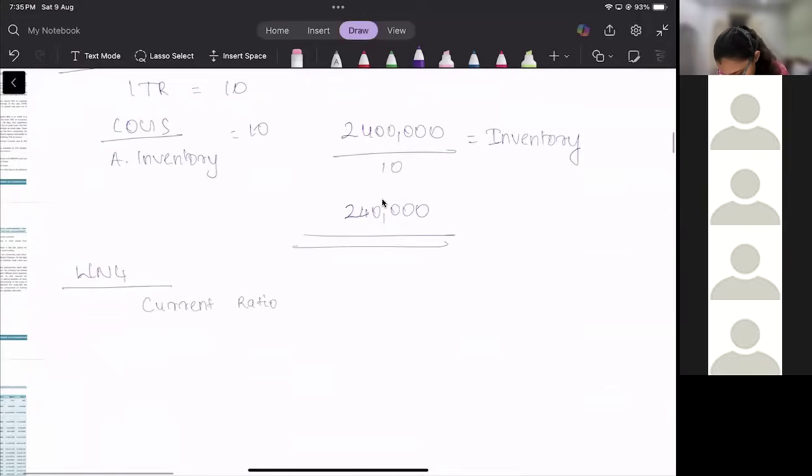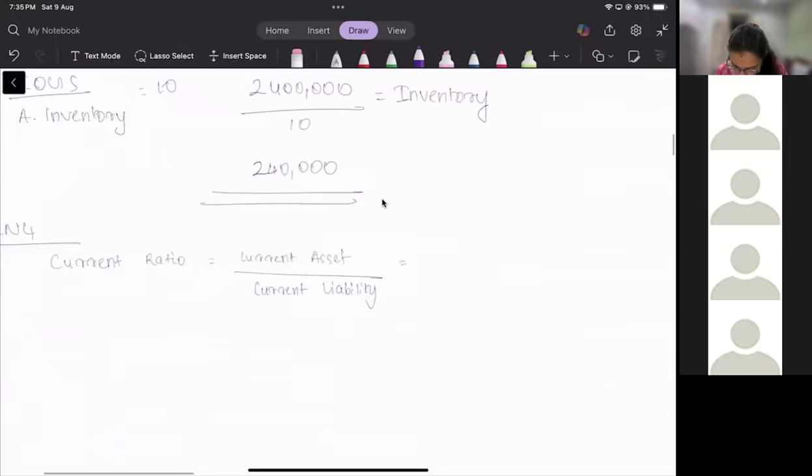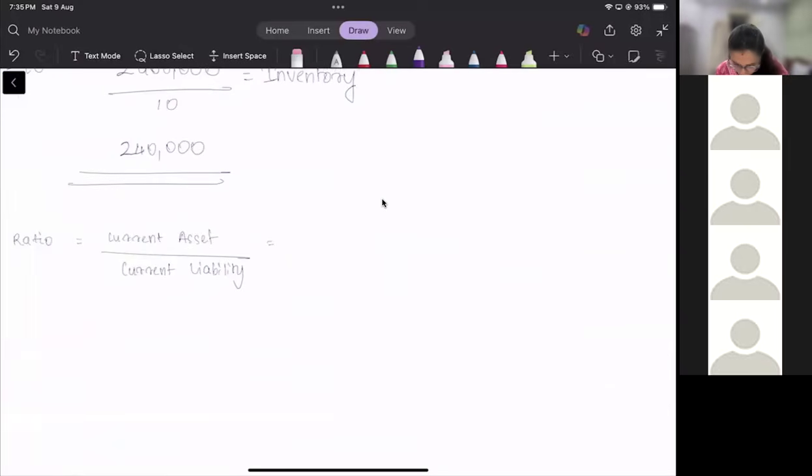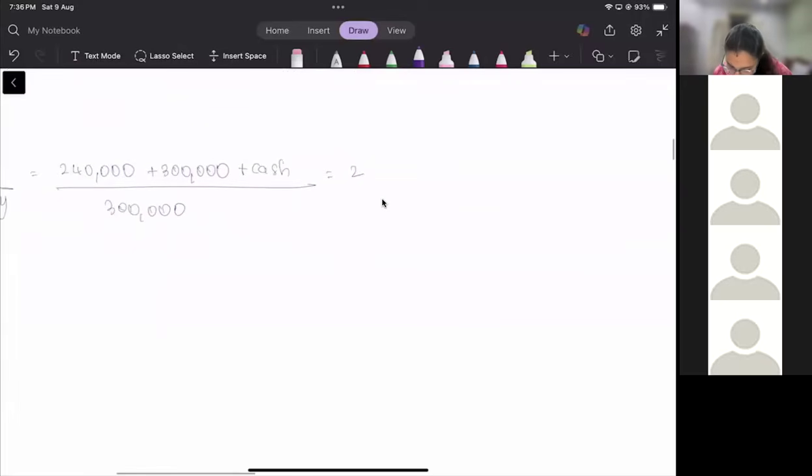Current ratio is equal to current assets by current liabilities. What are the current assets that are given in the question? They have already given them. We have already found stock as 2,40,000. They have given 3 lakh as receivables. Cash we don't know. And then there is a current liability of 3 lakh. Current ratio is given as 2.